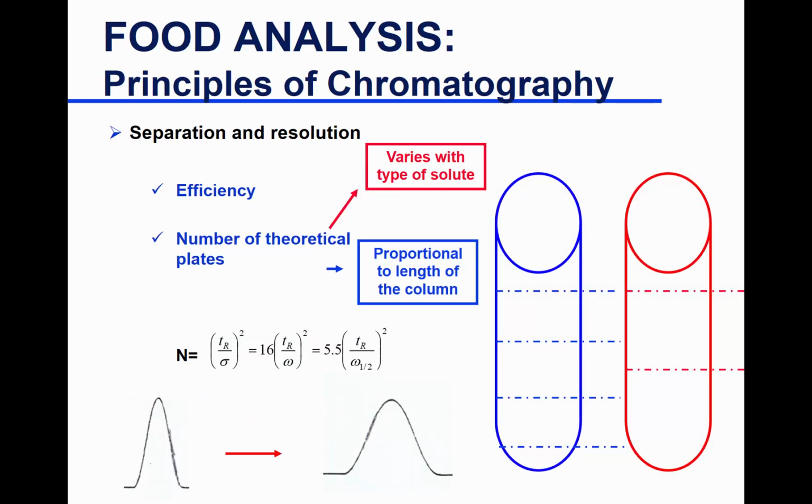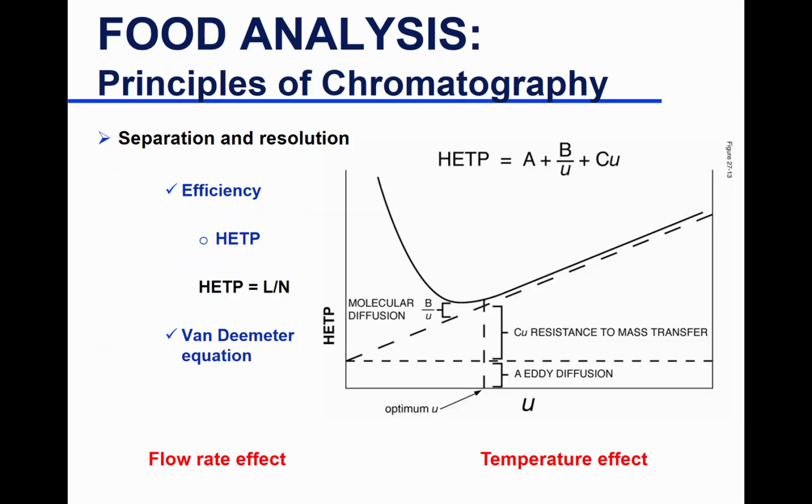We talked about theoretical plates last time, and then I described what height equivalent of a theoretical plate is. So this takes into account the length of the column. So instead of looking at only the number of theoretical plates, you look at the actual height of the theoretical plate. And a theoretical plate is basically the equilibrium that happens as the solute goes from stationary phase to mobile phase.